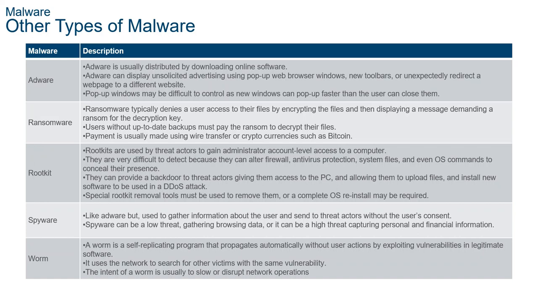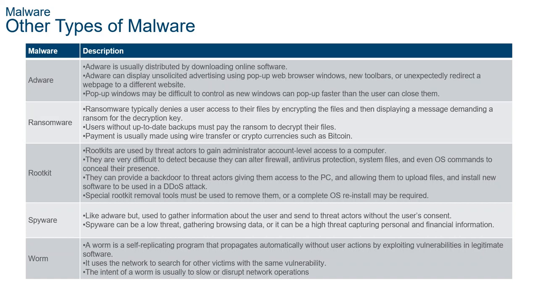So the next one is rootkit. Rootkits are used by threat actors to gain administrator account level access to a computer. They are very difficult to detect because they can alter firewall, antivirus protection, system files, or even the OS commands to conceal their presence. Spyware is like adware, but is used to gather information about the user and send it to threat actors without the user's consent. Spyware can be a low threat, gathering browsing data, or it can be a high threat, capturing personal or financial information.